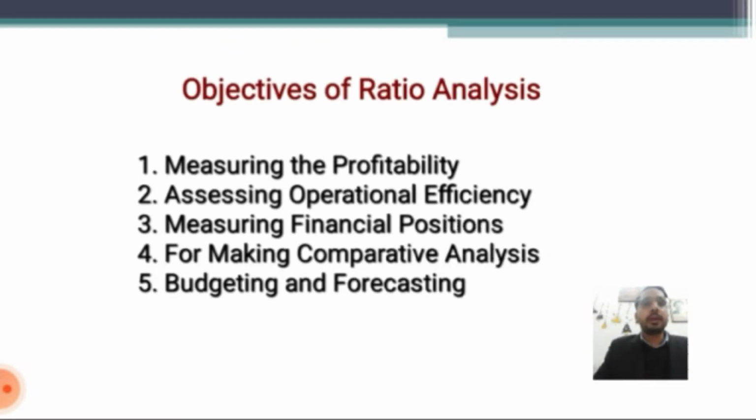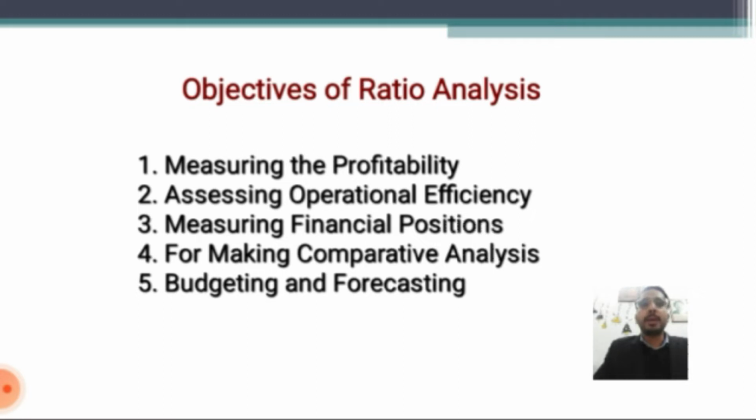Objectives of ratio analysis. First one, measuring profitability. Ratios are calculated to measure the profitability of the business concerned, as every business wishes to maximize its profit. Second one, assessing operational efficiency. The operational efficiency of the enterprise can be judged by calculating the efficiency or activity ratios.